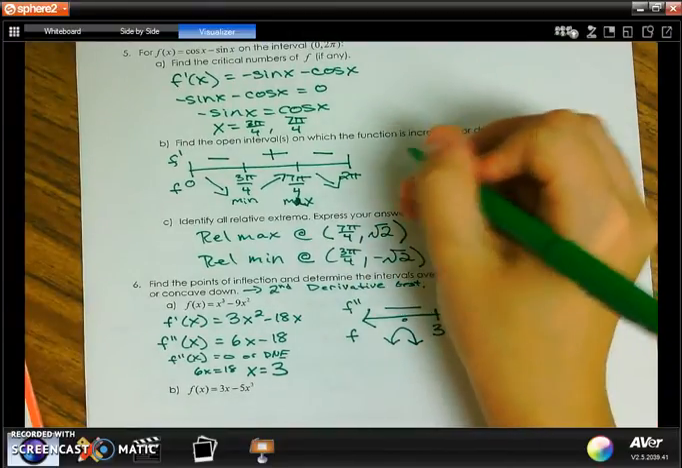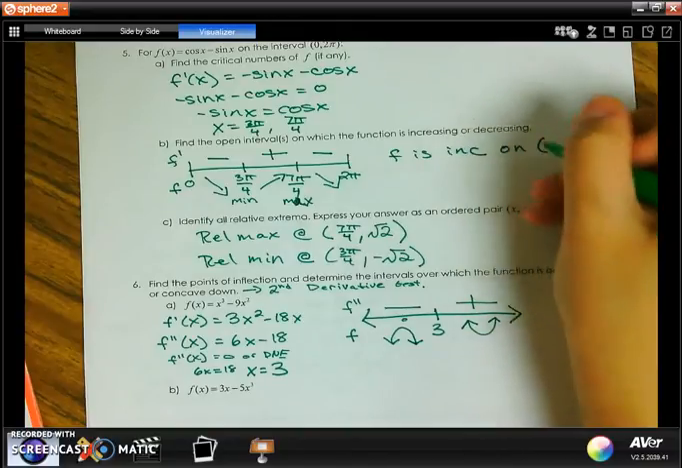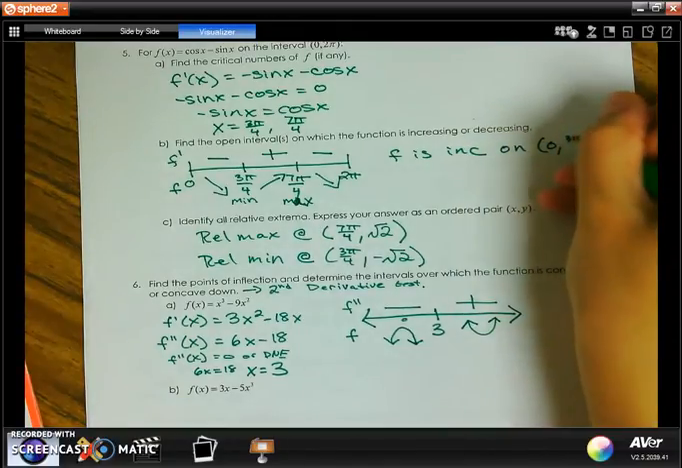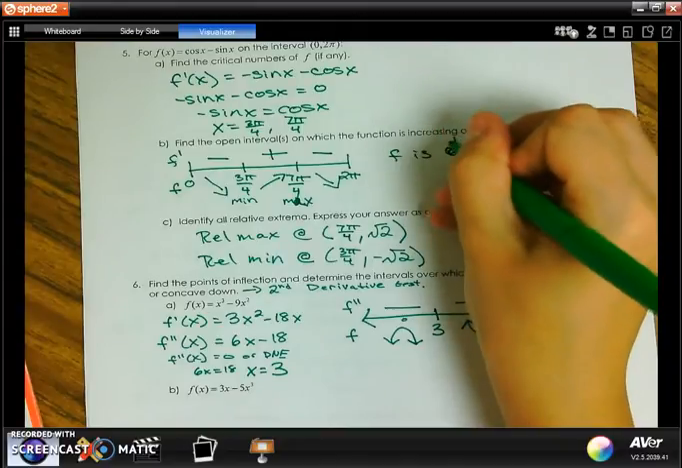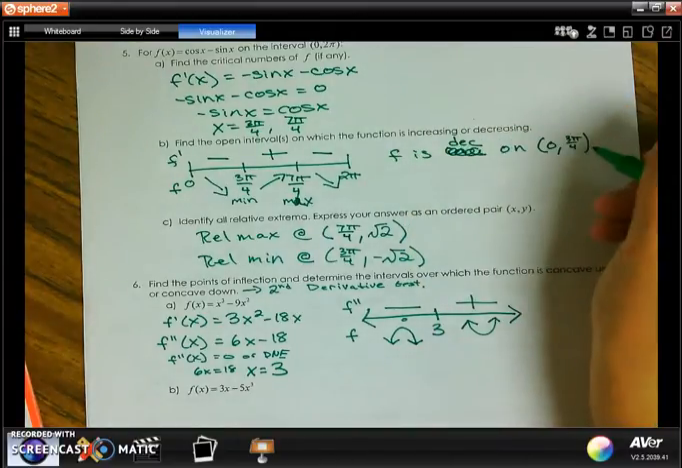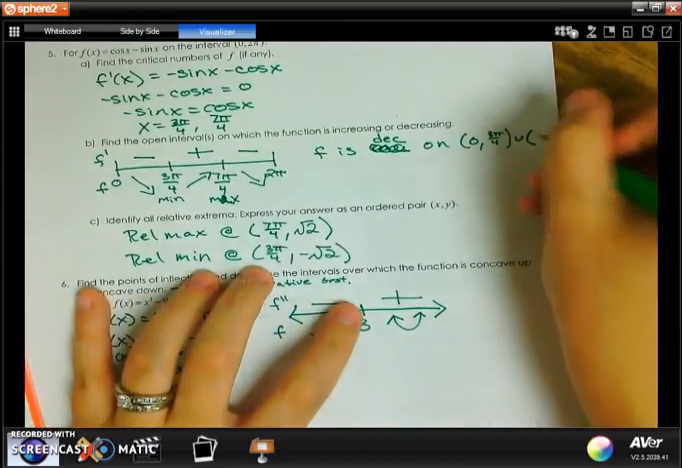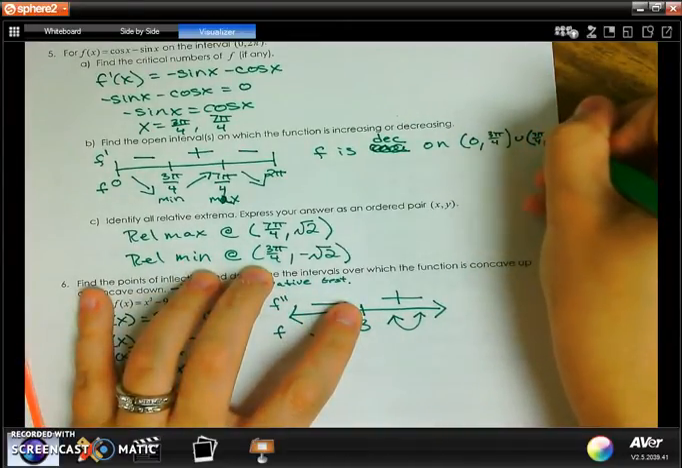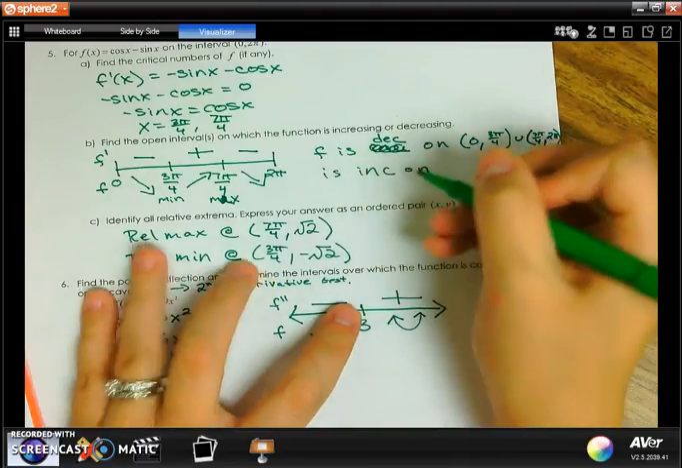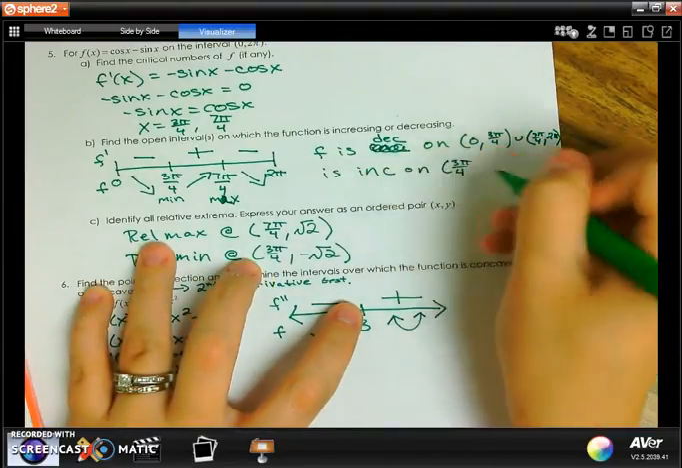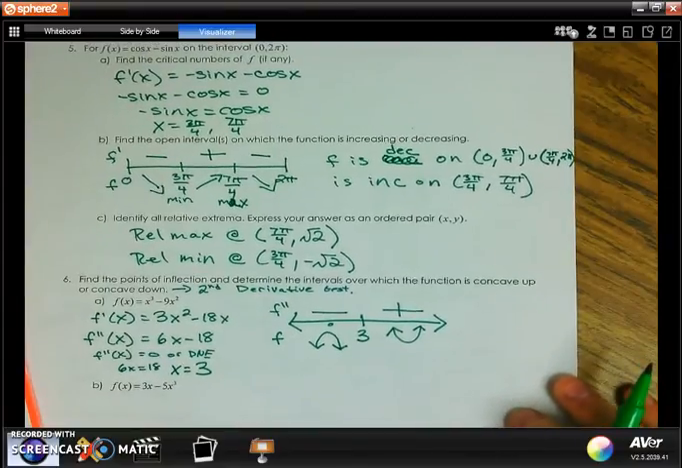Oh, up here I forgot to make my conclusion. So I can say that f is decreasing on the interval 0 to 3 pi over 4, union 7 pi over 4 to 2 pi. And it is increasing on the interval 3 pi over 4 all the way to 7 pi over 4. Okay, so there's my conclusion for number 5.